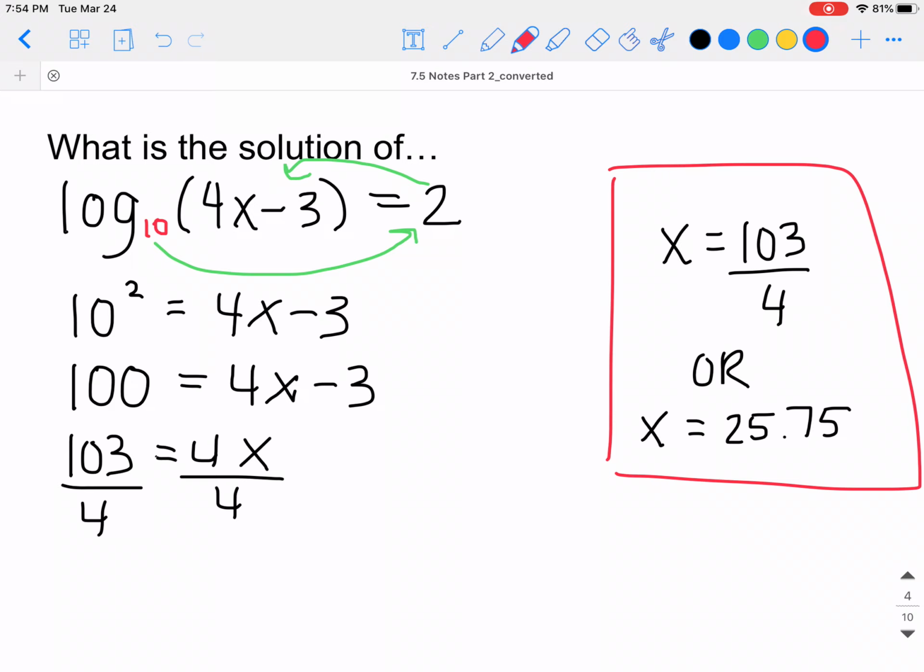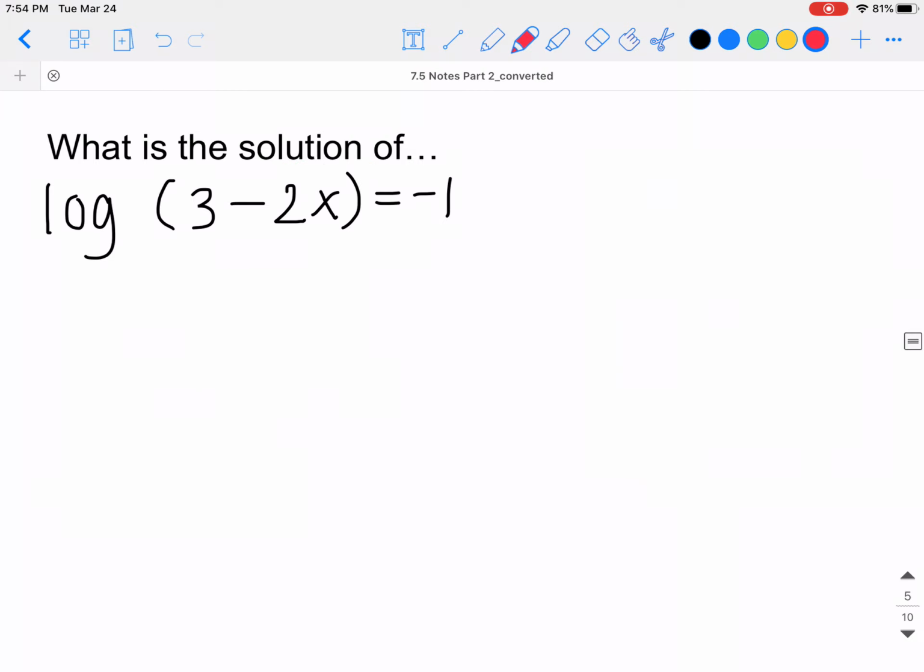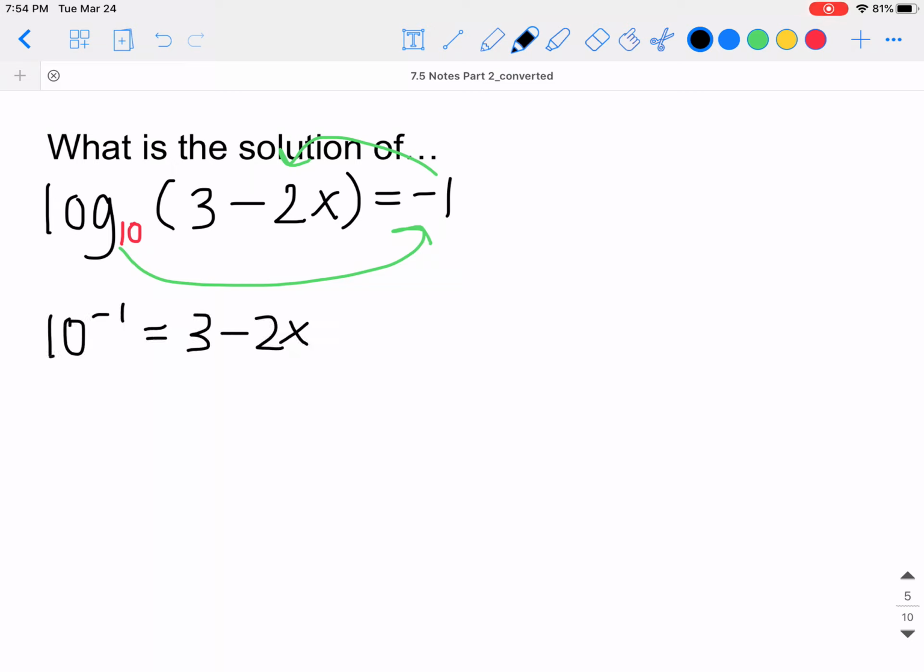For the second example, we have what is the solution of log of 3 minus 2x equals negative 1. Again, this is the common log, so we can assume that our base is 10. Rewritten in exponential form, we have 10 raised to the negative first power equals 3 minus 2x. 10 raised to the negative first power we can rewrite as 1 over 10 equals 3 minus 2x.